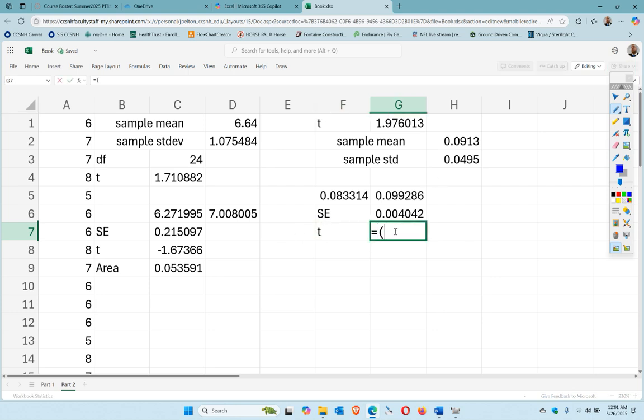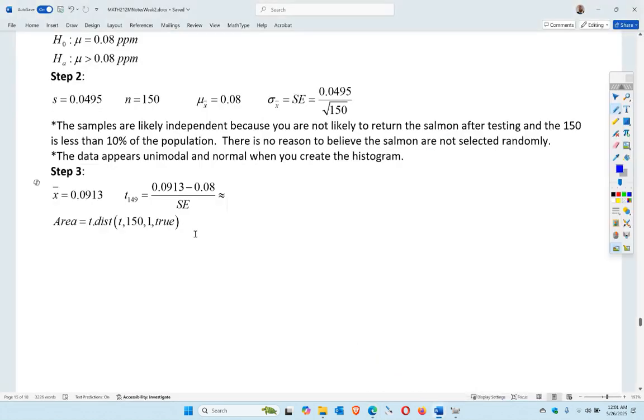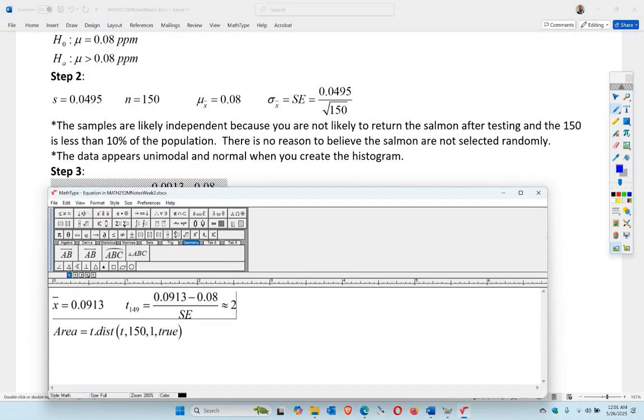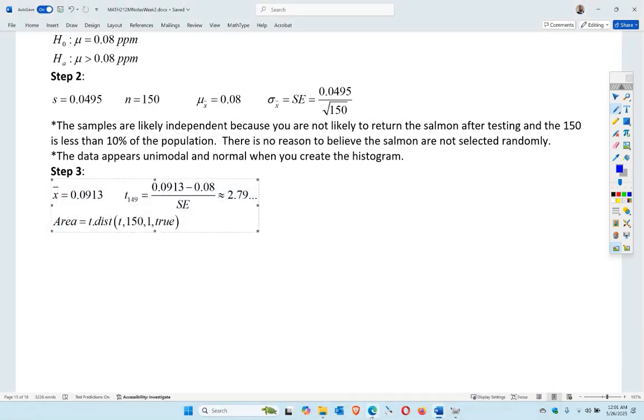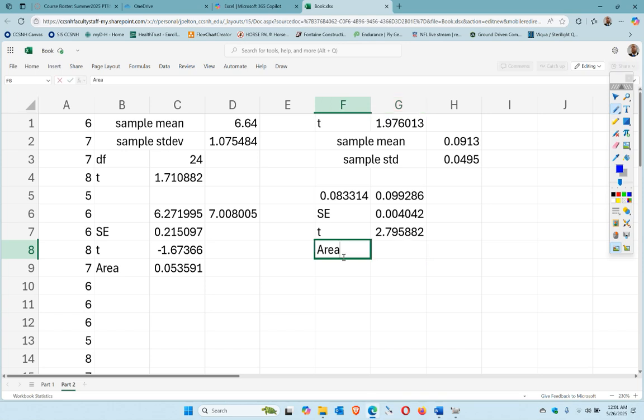Okay, let's see. So we have the mean minus 0.08, so the observed minus expected, divided by the standard error. So there's our t value, 2.79. Okay, we can put that back in here if we want. So 2.79 keeps going. Okay, so now we'll do our area in the spreadsheet here, but area equals.